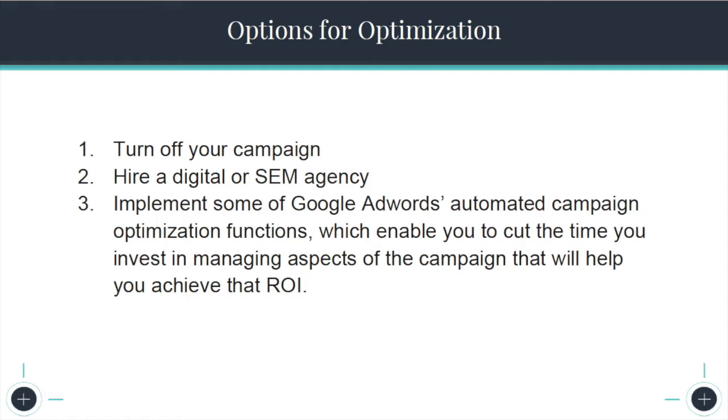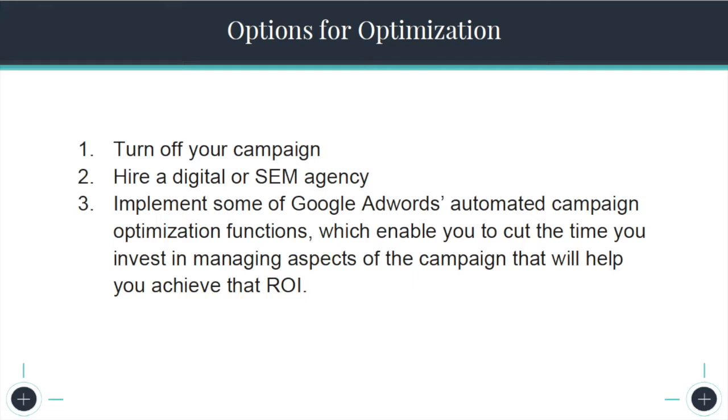So spending time to refine campaign performance can be intimidating, but you have a few different options with this, Ian. Yeah, you can see here, first option, turn off that campaign. Of course, we don't recommend this though. PPC advertising, as Sean mentioned, is a great opportunity when set up correctly. The second option is hire a digital or SEM agency. SilverTech here, we have a Google certified team that's actively managing client PPC campaigns to increase sales, generate brand exposure, and most importantly, generate a positive ROI. And then the third is you can implement some of Google's AdWords automated campaign optimization functions, which enable you to cut the time you have to invest in managing aspects of the campaign to help you build on that positive ROI.